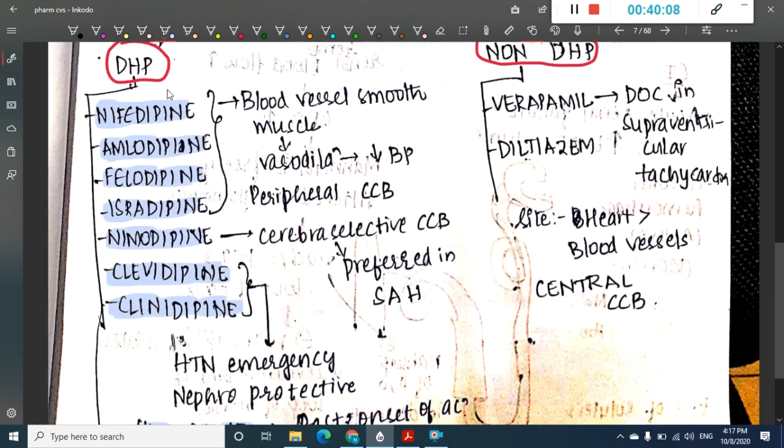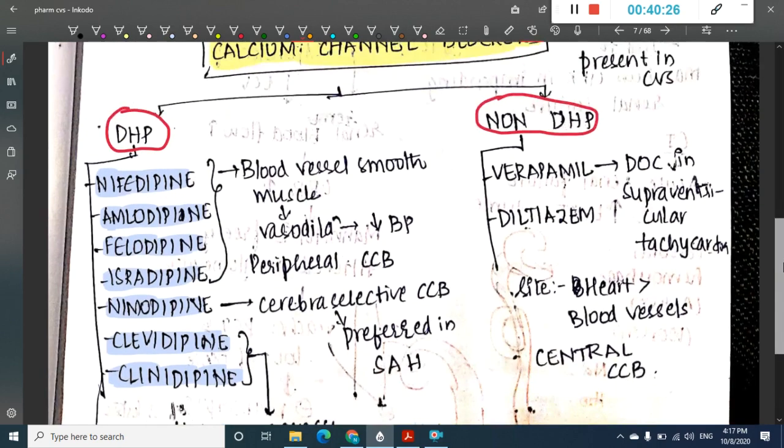Among the dihydropyridines, nifedipine, amlodipine, felodipine and isradipine, all these end with dipine, right? All these have blood vessel smooth muscle action. In the blood vessel we have calcium channel receptors. Once we give calcium channel blockers, CCBs, these will inhibit this receptor, right?